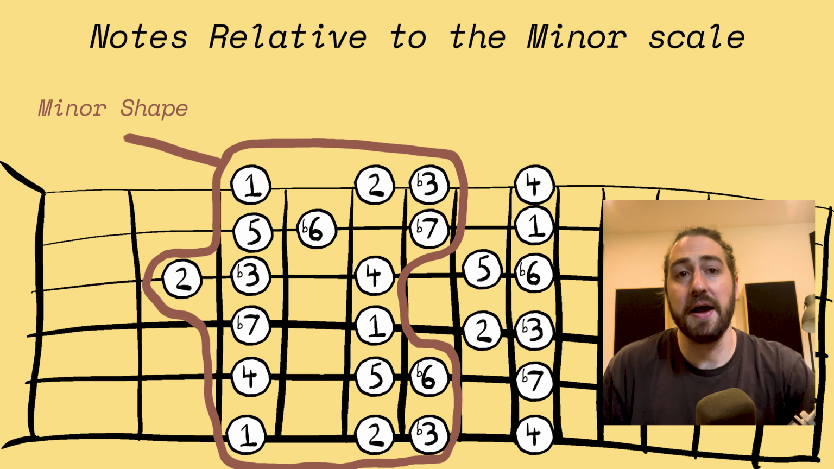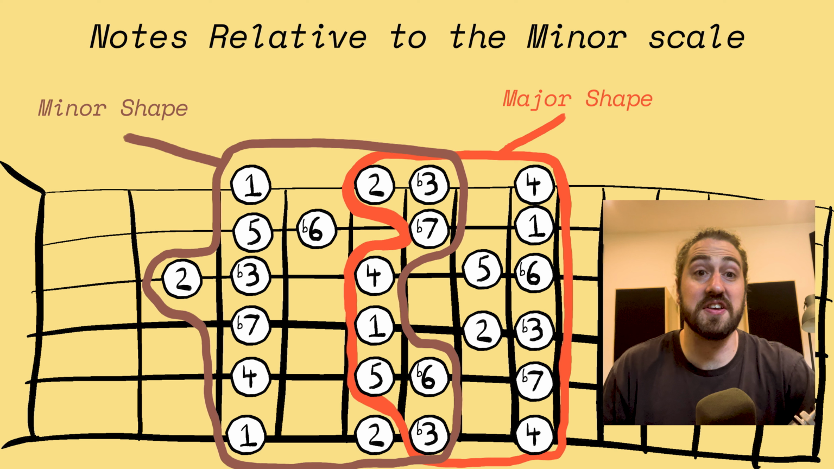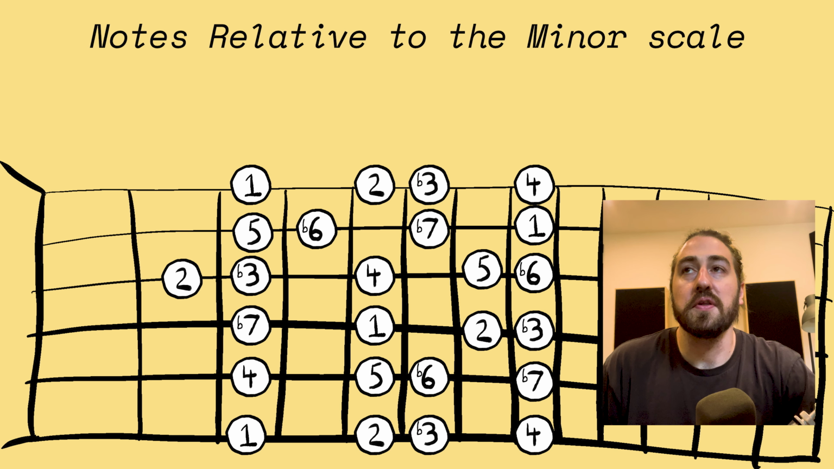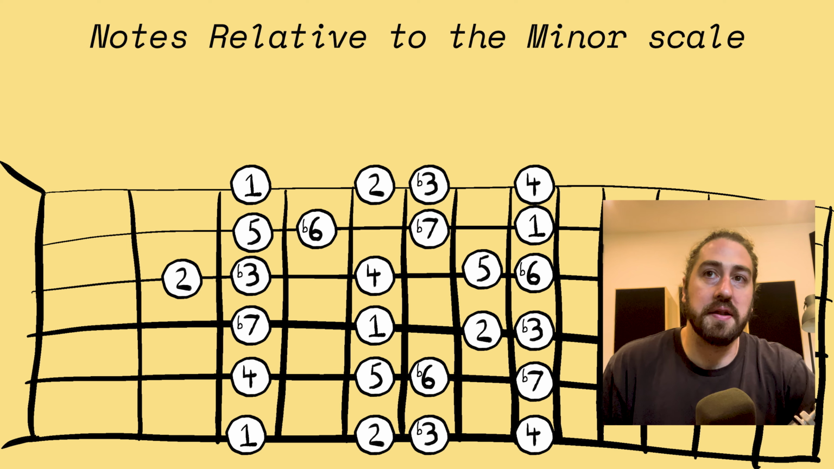You can hopefully see your minor shape there. And then just above it, we've got our major shape. And then together, you can see how we can combine them. So this is all the notes relative to the minor scale.